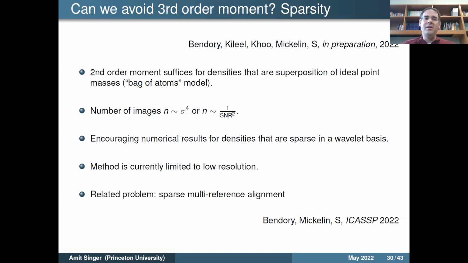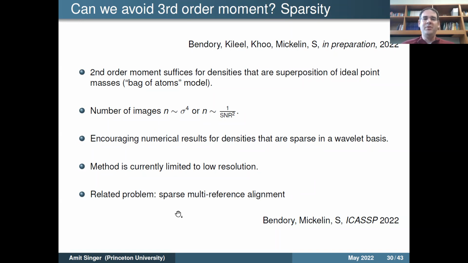In those cases, at least in the case of point masses, we have a result that says that the second order moment is sufficient. This paper is in final stages of preparation. And in the case of a molecule sparse in a wavelet basis, we have very encouraging numerical results that the second order moment suffices. But still, these are again limited to low resolution, so we cannot somehow break the resolution barrier. It may suggest that there is some fundamental limitation here that we don't fully understand.